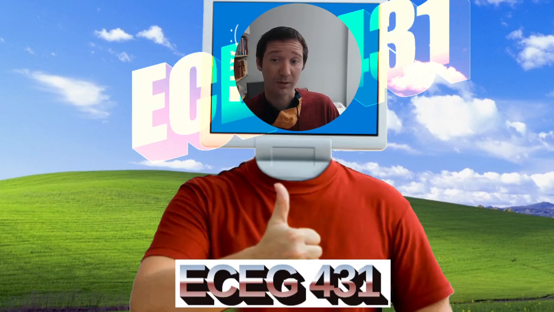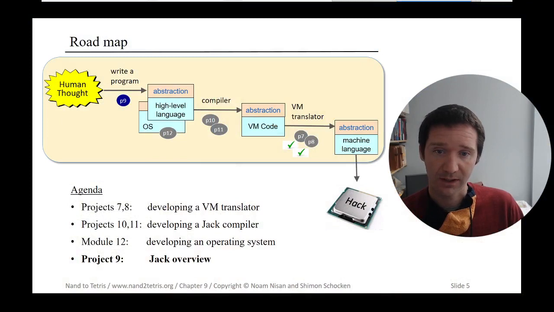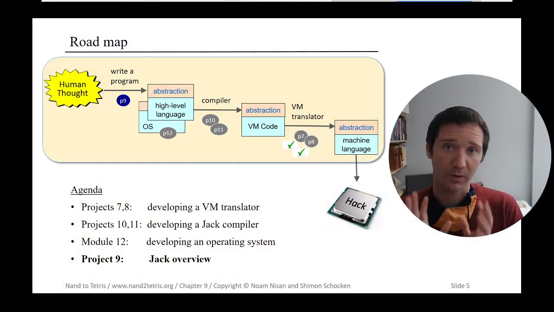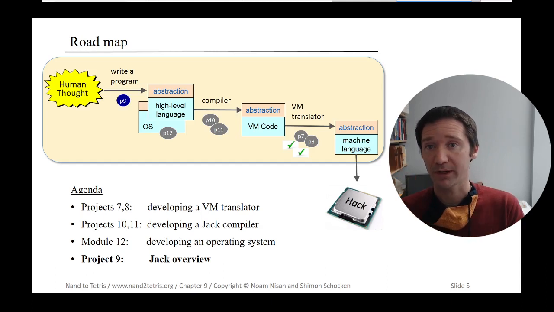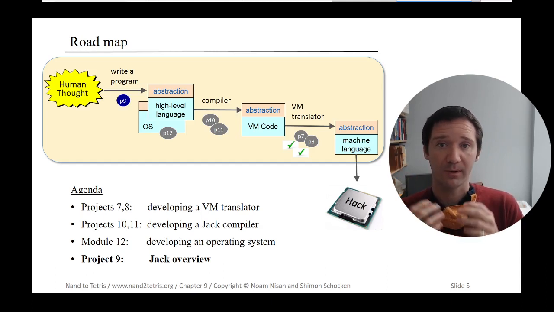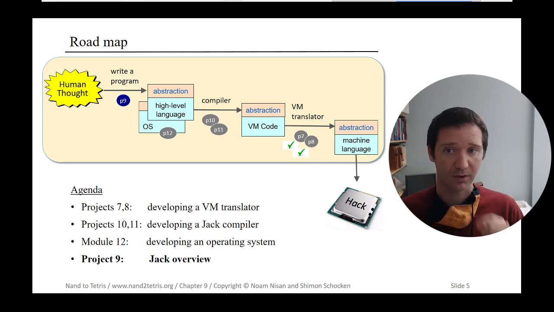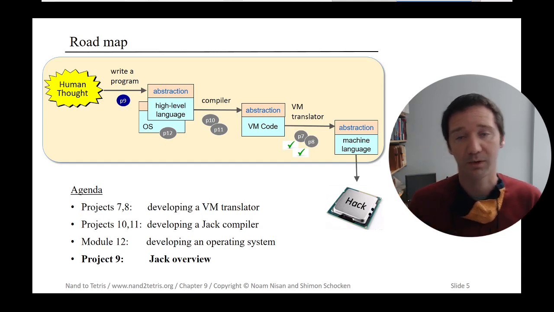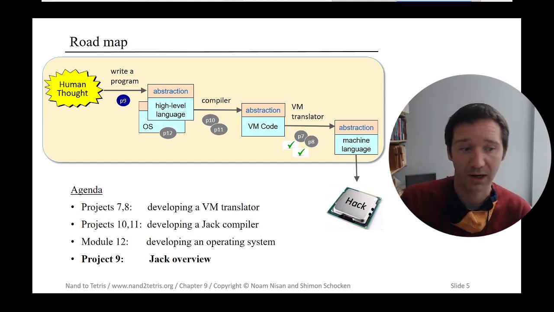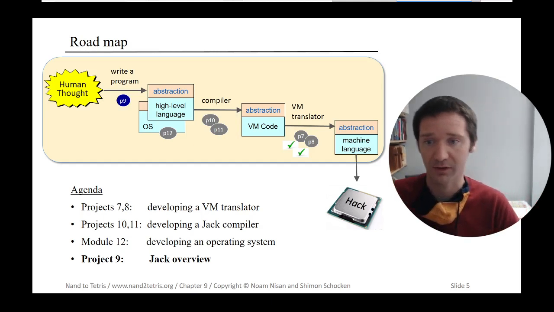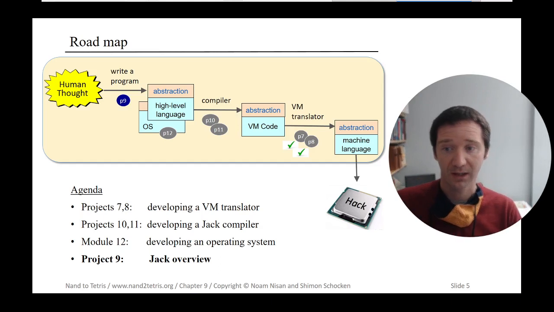Going to talk a little bit about Project 9 today as part of the ECEG 431 course. As you know, where we are in the course, we have now created a 16-bit computer. We've now been working on translating code from a VM language that can run on that computer. And now the next step is going to be to translate the high-level code that we write into the VM code. So to do that, first we want to start playing around with what this high-level code looks like. And this is an introduction to the Jack language.